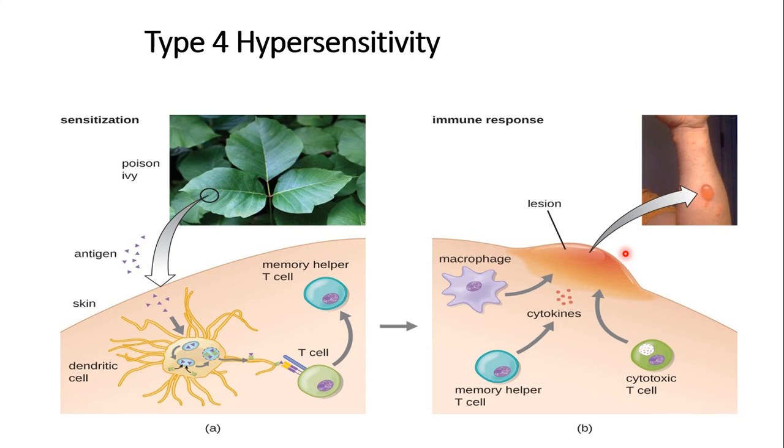Now, the type 4 hypersensitivity reaction. Type 4 hypersensitivity reaction is a T cell mediated response primarily caused by the CD4 T cells. Type 4 hypersensitivity reaction is also called the delayed type of hypersensitivity because of its delayed onset of the reaction. The type 4 hypersensitivity reaction starts with a sensitization phase, where an individual is first sensitized to an external agent or an antigen.